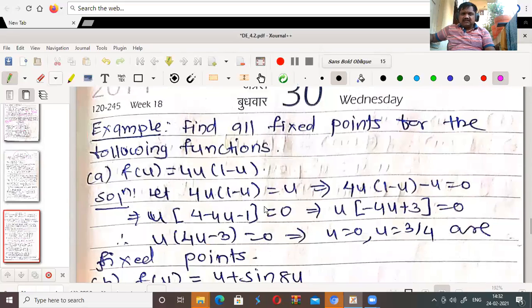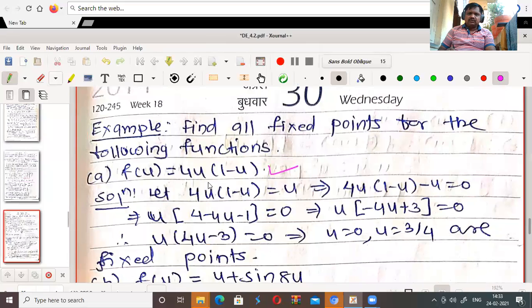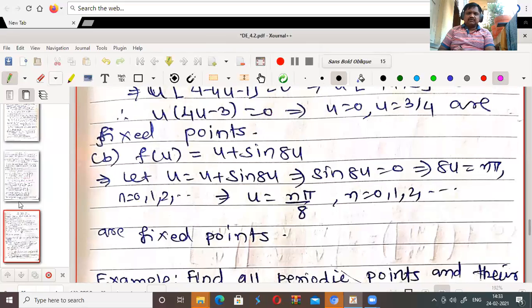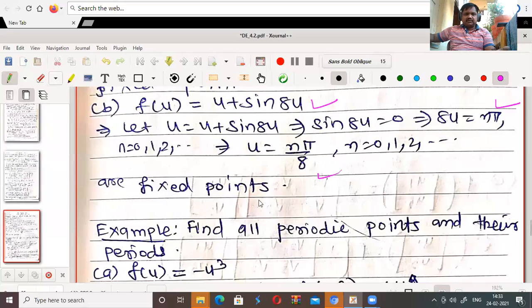Okay. There are other examples to find the fixed points for the following functions. f of u equal to 4u(1 minus u). Let this be equal to u, find the value of u. So u equal to 0, u equal to 3 by 4 are the fixed points. Then for this also, f of u equal to 4 plus sin 8u. Let this be equal to u, so sin 8u equal to 0. Therefore, 8u equal to n pi, and therefore u equal to n pi by 8. These are the fixed points.